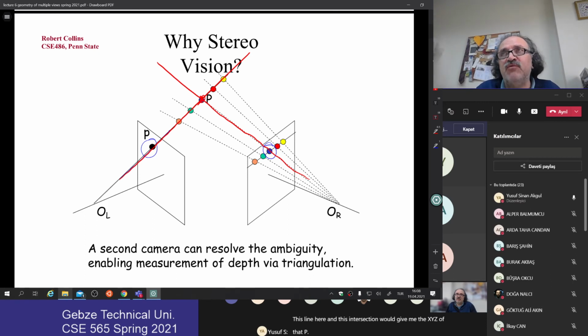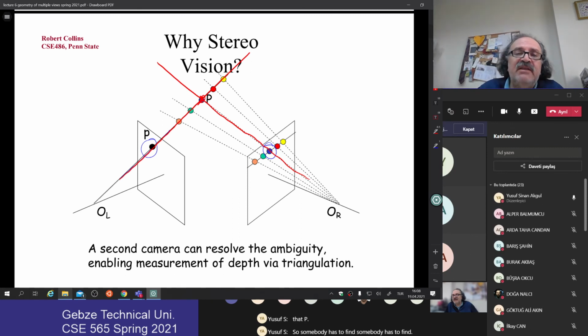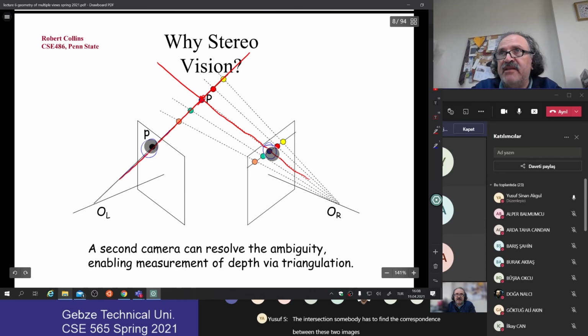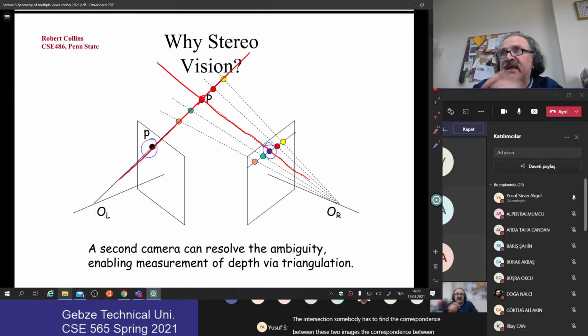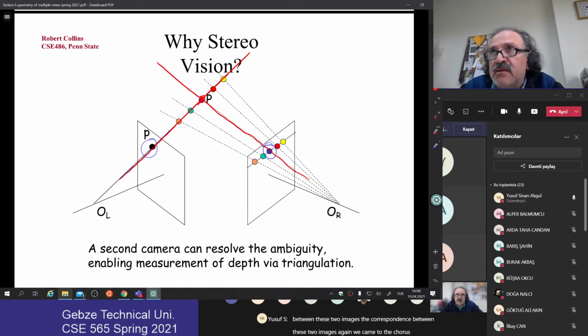So somebody has to find the correspondence between these two images. The correspondence between these two images. Again, we came to the correspondence topic, and we have to find it.